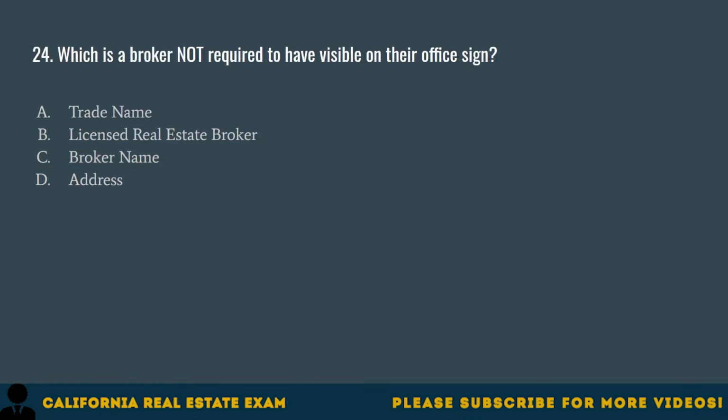Question 24. Which is a broker not required to have visible on their office sign? A. Trade name. B. Licensed real estate broker.